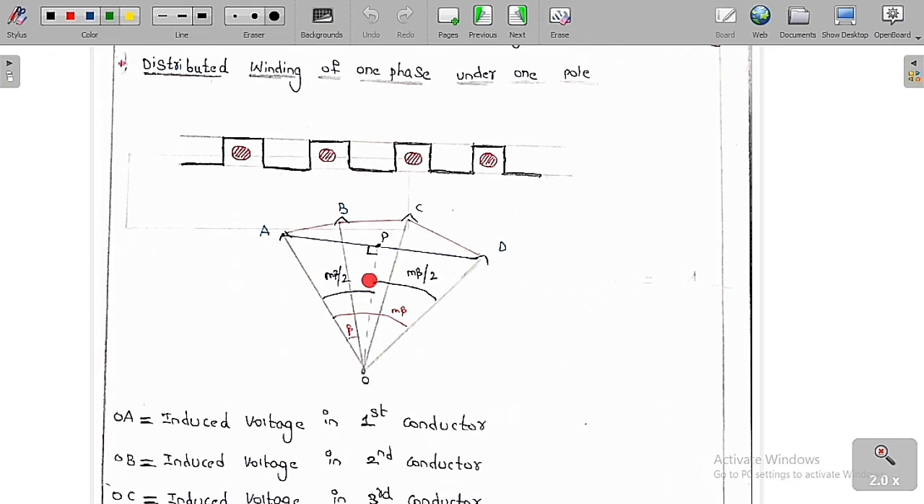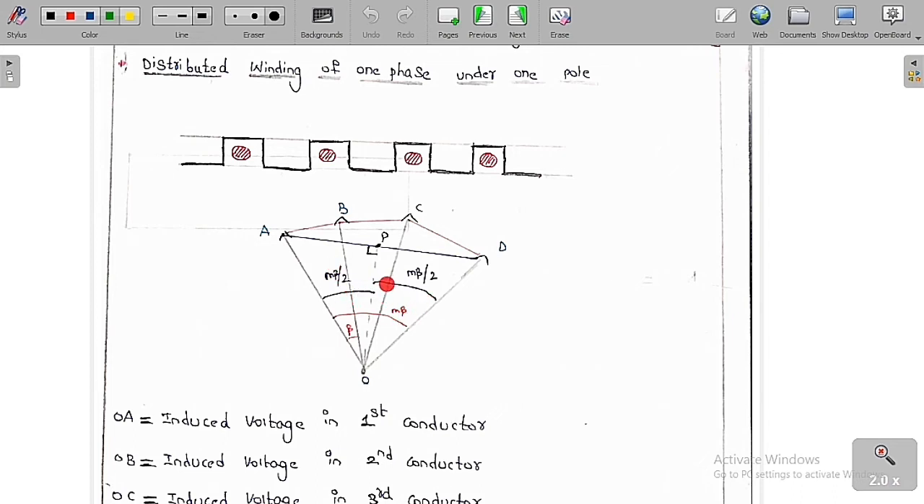Then I am going to draw a perpendicular line to this AD vector. Let me assume this point is P. In an isosceles triangle, the perpendicular is also the angular bisector. So this perpendicular line is going to bisect the angle into two equal parts, which are m beta by 2 and m beta by 2, because it is an isosceles triangle.